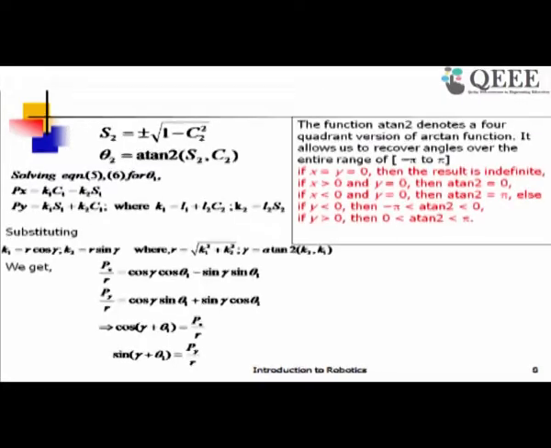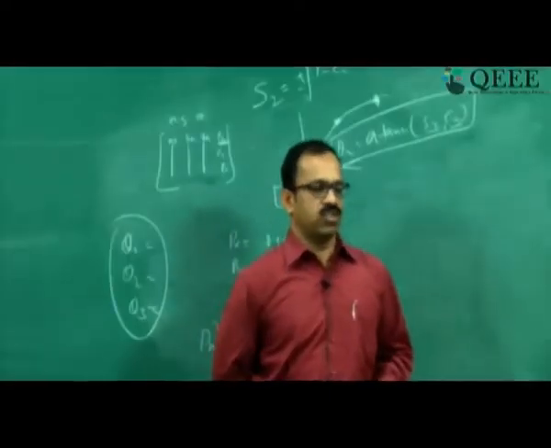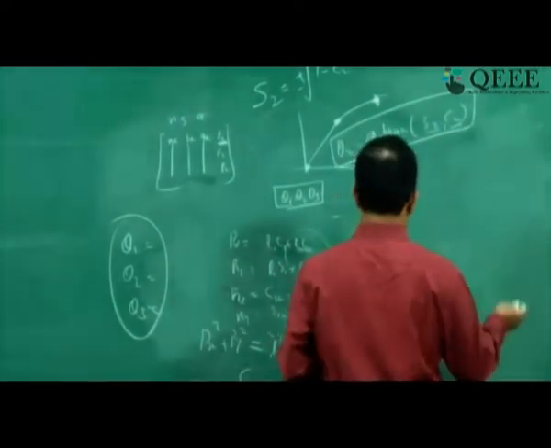So we actually do the substitution here. We substitute for k1, k2 and define gamma and simplify equations 5 and 6 and bring them into a form where cos(gamma plus theta 1) is equal to px by r and sin(gamma plus theta 1) is equal to py by r, and write gamma plus theta 1 is equal to atan2(py by r, px by r), which is equal to atan2(py, px). Theta 1 is atan2(py, px) minus atan2(k2, k1). So since k2, k1 is known and py, px is known, you will be able to get theta 1. So theta 1 can be solved by that relationship.